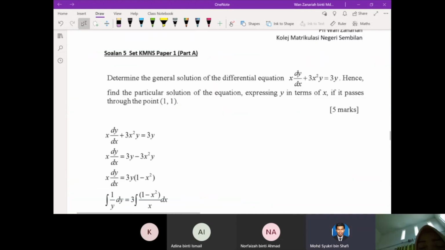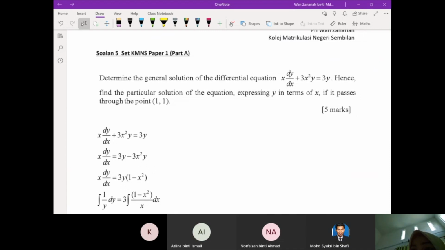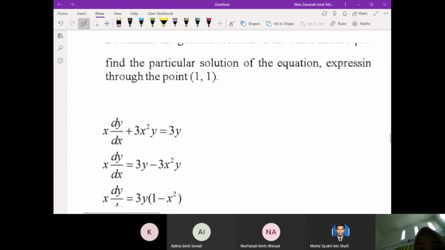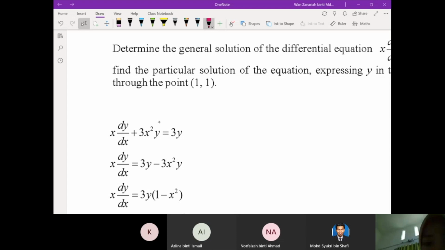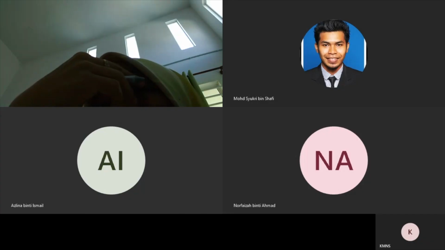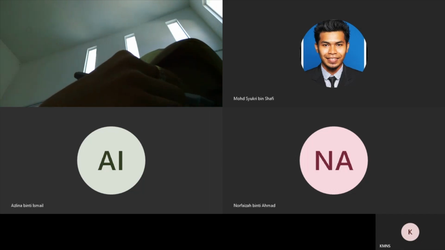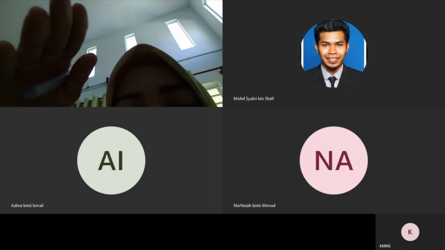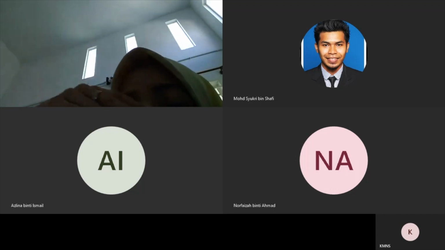Just to share with students, look at this function: x dy over dx plus 3x squared y equals 3y. The problem with this question is that there is y on your right. Most students ask about this question. So what you do is dy over dx, and then 3x squared y over x equals 3yx. We cannot use the integrating factor as before because the right side still has y. So what we have to do is bring the second term to the right and then factor out the y. Then we have to use separable variables.